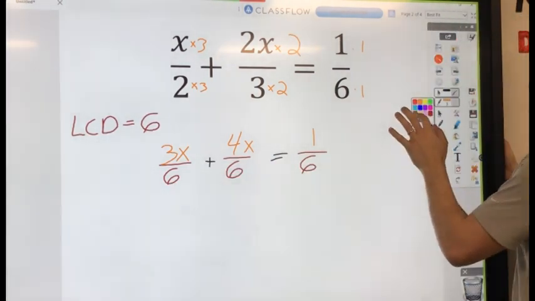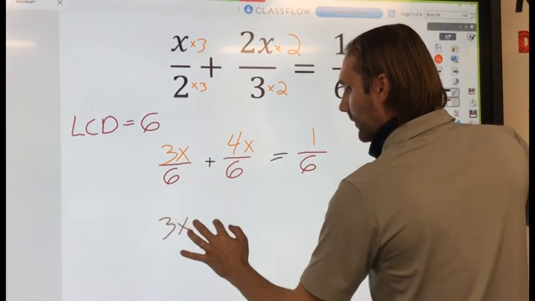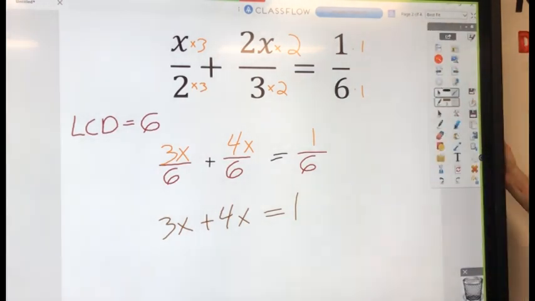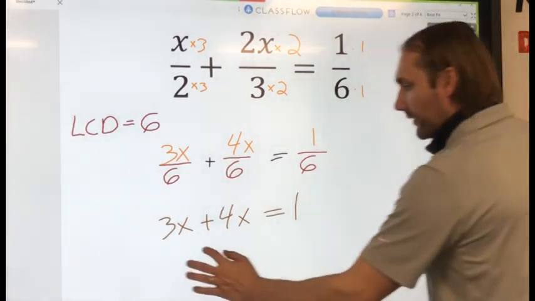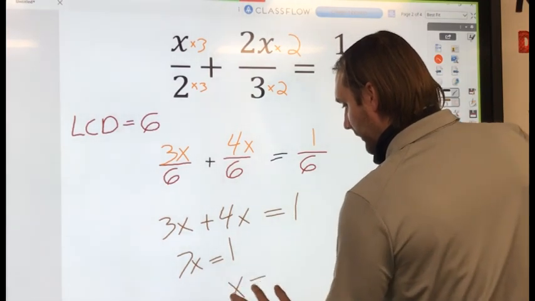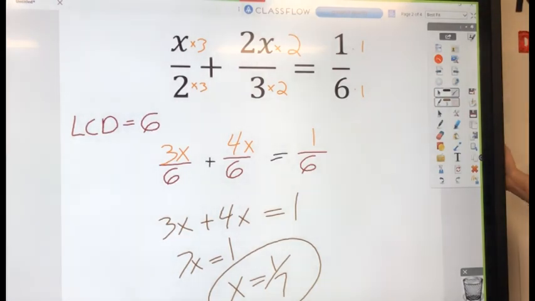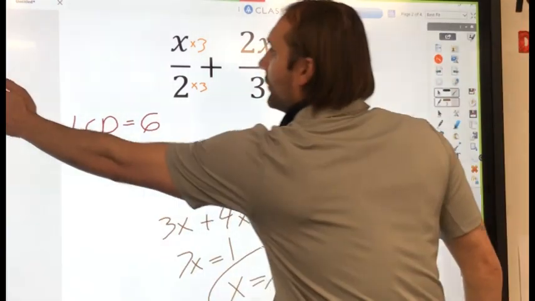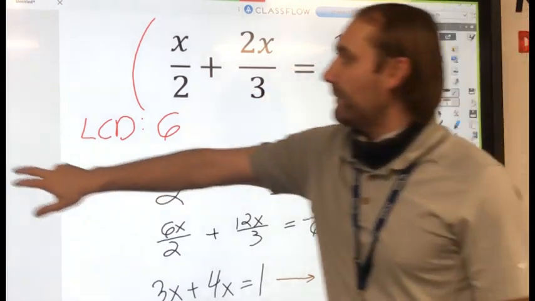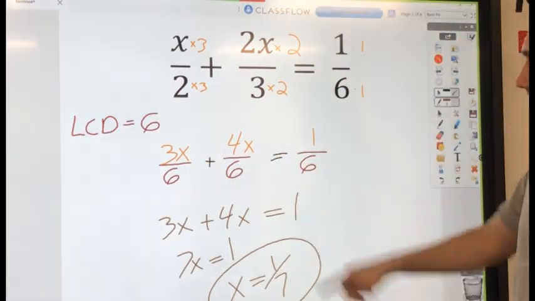So let me just take out the numerator, which is 3x plus 4x equals 1. And we have already seen this equation. So combine like terms. 7x equals 1. X equals 1 over 7. So there's the second method. First method is to multiply by the LCD, the whole thing. Second method is to set the denominator to the LCD and then just look at the numerator once you're done.